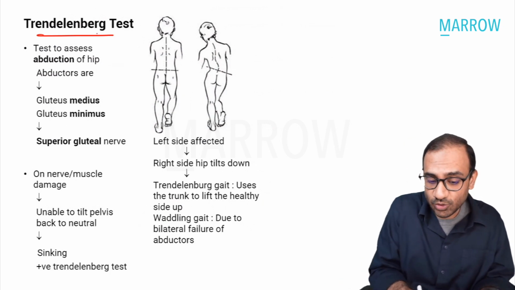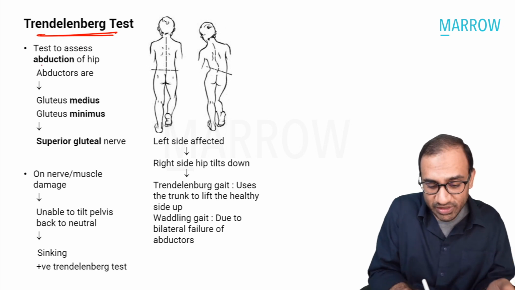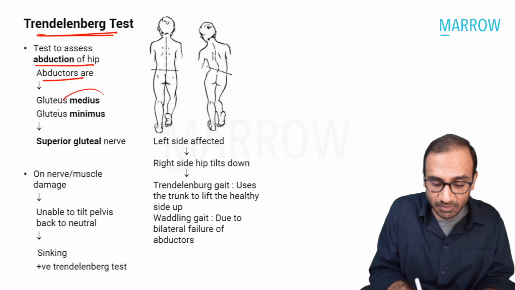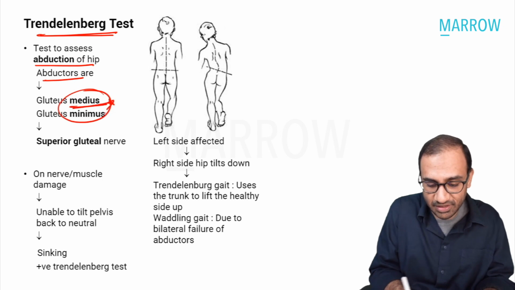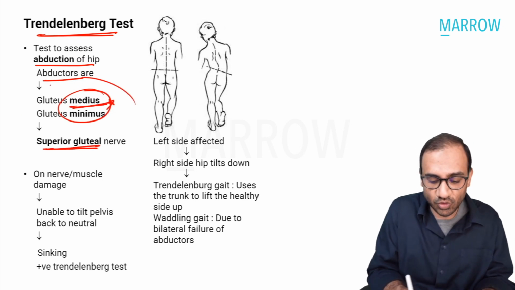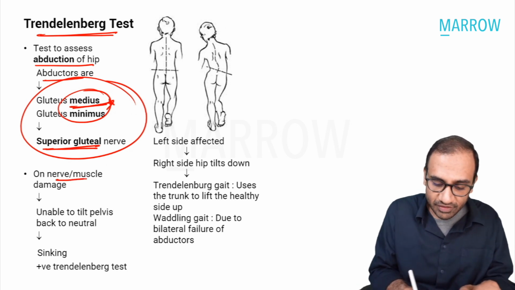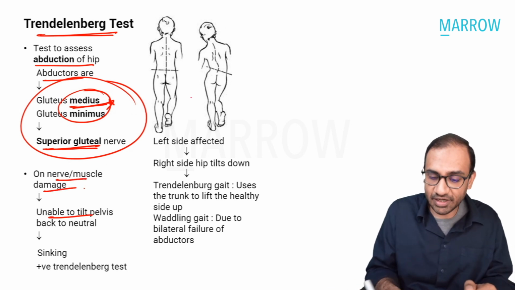So, Trendelenburg test, quick review. What is it? It is basically a test to assess the abduction of the hip. The principal abductors of the hip are the gluteus medius and minimus. Medius is a better answer, and they are supplied by the superior gluteal nerve. So any of these being affected will lead to Trendelenburg gait. On nerve damage or muscle damage, the patient is unable to tilt the pelvis.